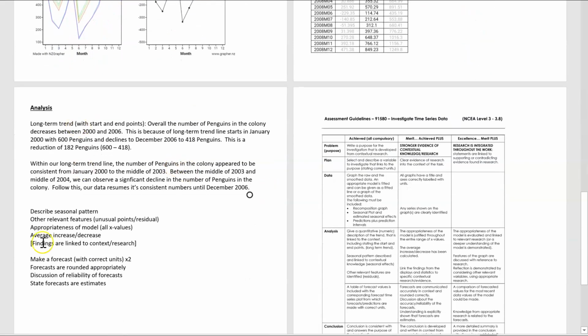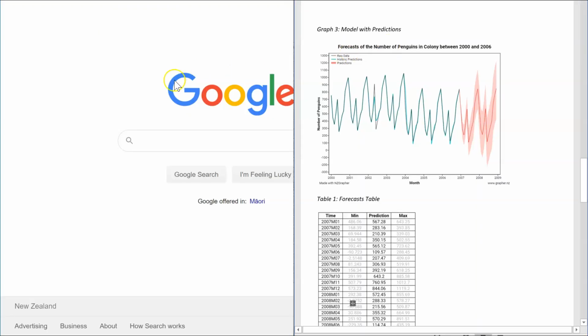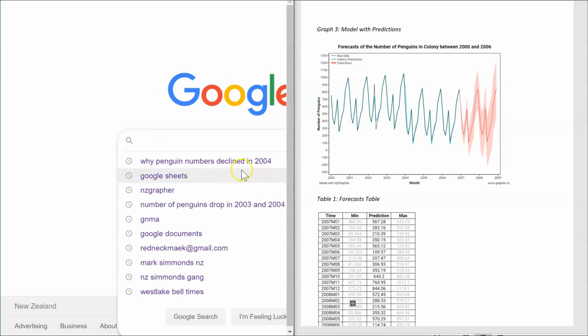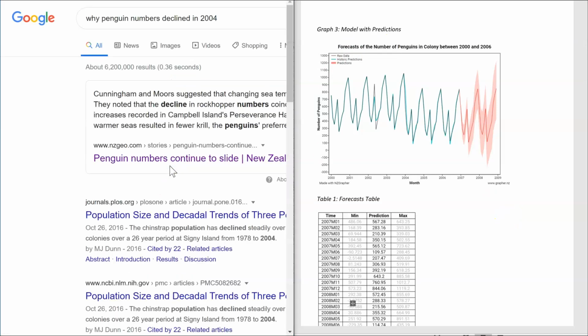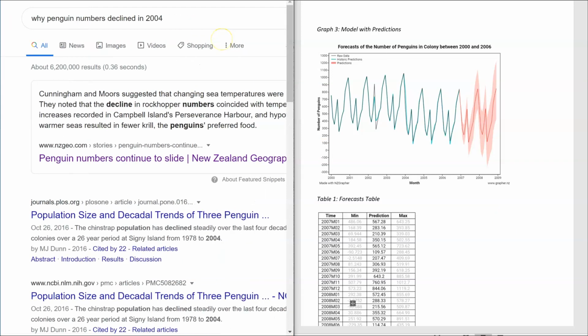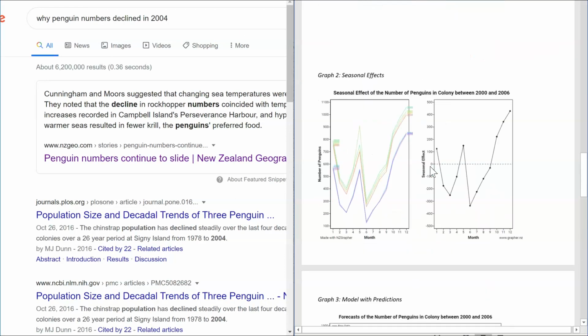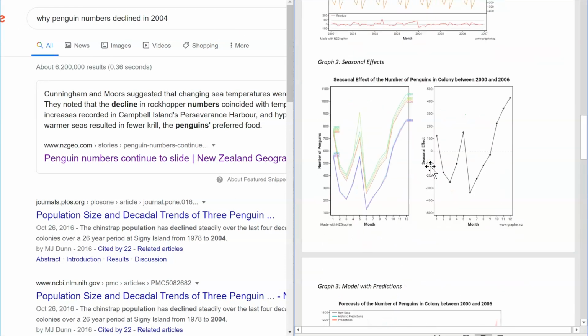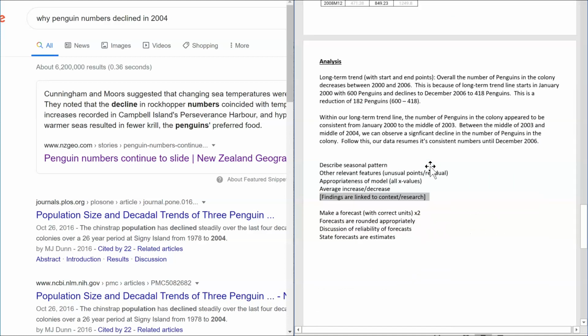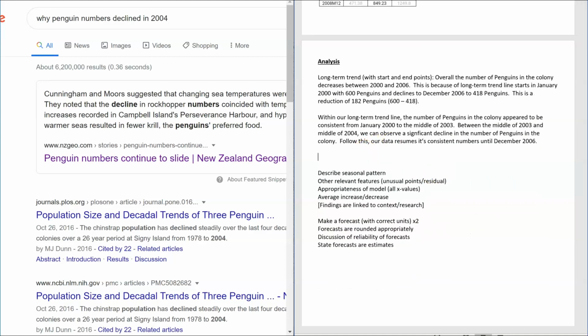So the next step, we've discussed the long-term trend line. We now need to think about this point. We now need to link our observation with some context or research. Okay, so let's get Google going. So on the right-hand side, I've got Google, and I already had a look. I've already Googled why penguin numbers declined in 2004. So it was pretty descriptive. If we go back to our graph, we can see there's a clear decline there, and it was interesting to see.